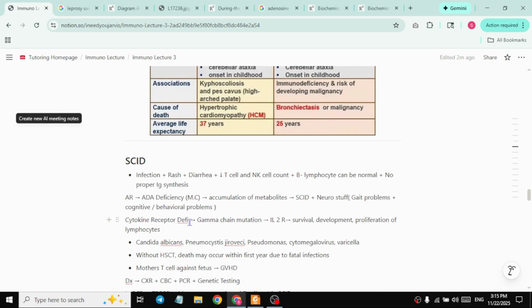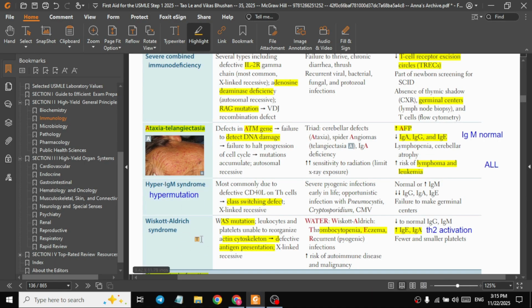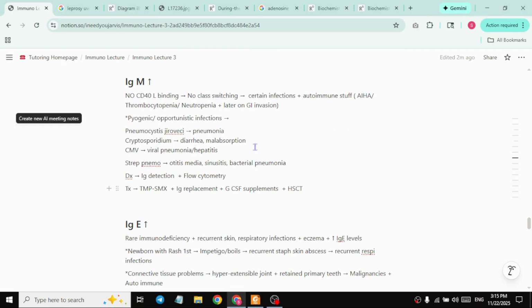Now we can wrap it up with the other two, which are hyper IgM and Wiskott-Aldrich. All right, let's get into it. So hyper IgM, right? IgM is high because you're not performing class switching, and to perform class switching, you have to have this co-stimulator protein, right? CD40 ligand is not actually binding properly anymore.